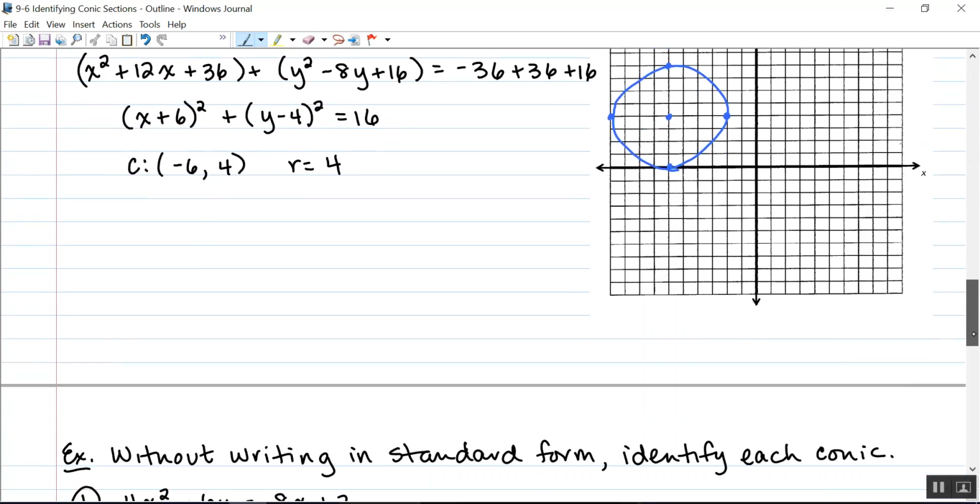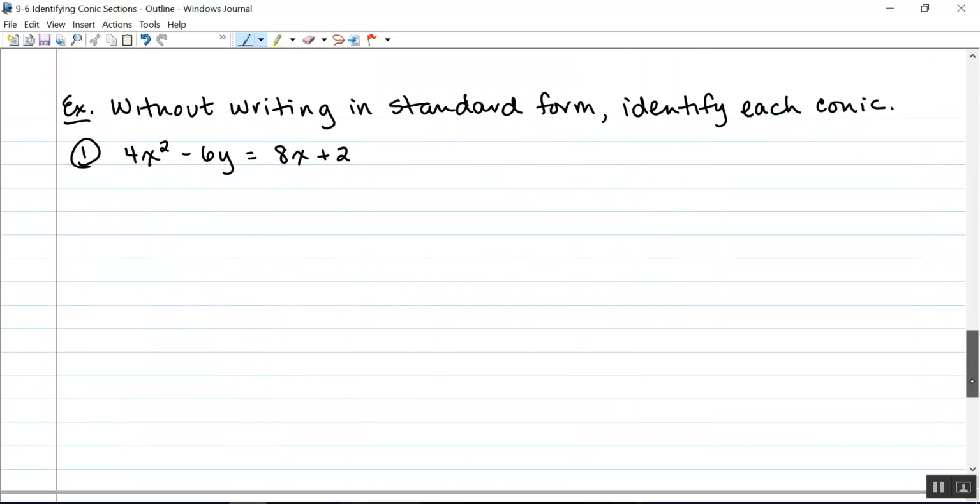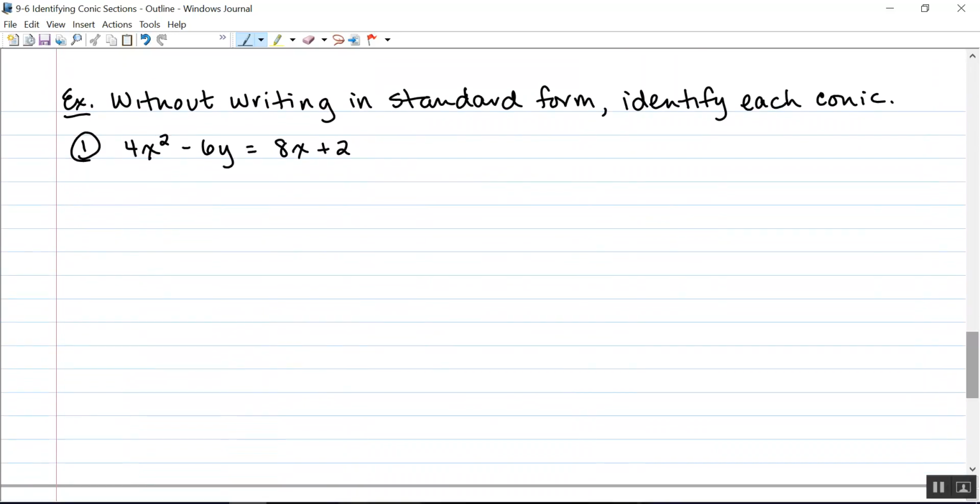Now our next two examples are asking us to do the same thing, identify the conic, but without writing it in standard form. So here we're going to use the discriminant. Remember, that's b squared minus 4ac. First thing I want to do is write it in general form. So I'm going to have my x squared, if I have an xy term, put that next, and then y squared, x, y, and my constant.